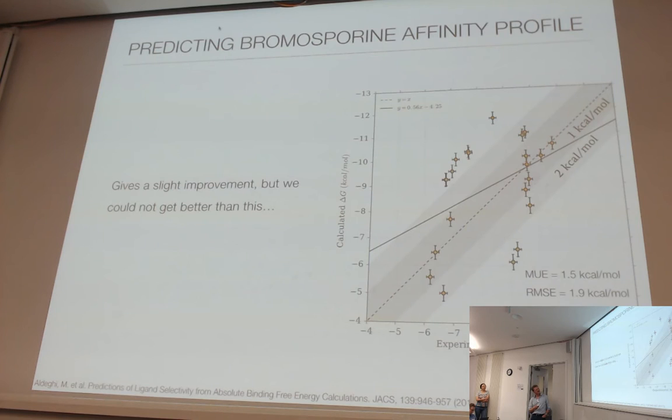And yeah, you get a slight improvement. So this is the result of that. Now you get a slightly better mean unsigned error, but a still pretty poor correlation. And actually, we couldn't really get much better than that. That's probably about the limit for this. So I think that probably, I'll come back to at the end what that might be. So that's one example where we tried to do one ligand, if you like, against different proteins.